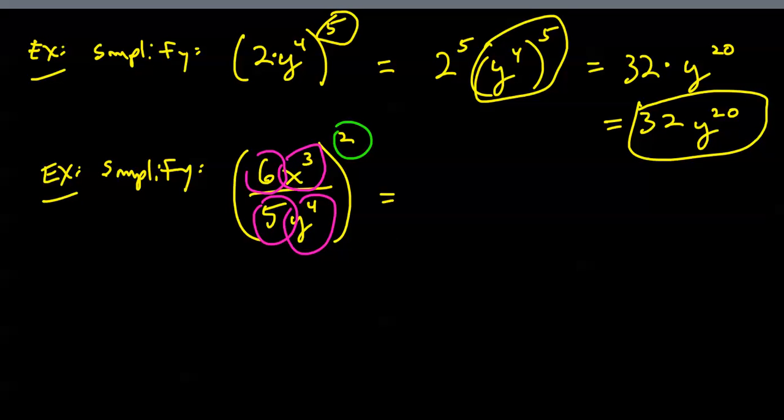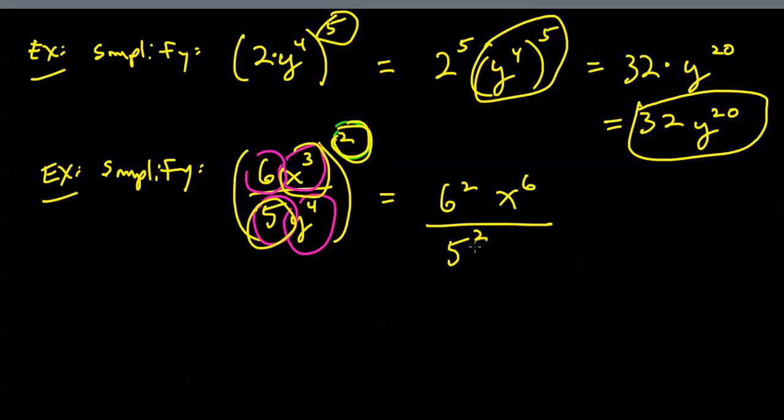Alright, so 6 is 6 squared. X cubed squared is x to the 6th power. Downstairs, 5 squared is 25. I'll write it as 5 squared for now. And y to the 4th squared is y to the 8th power.